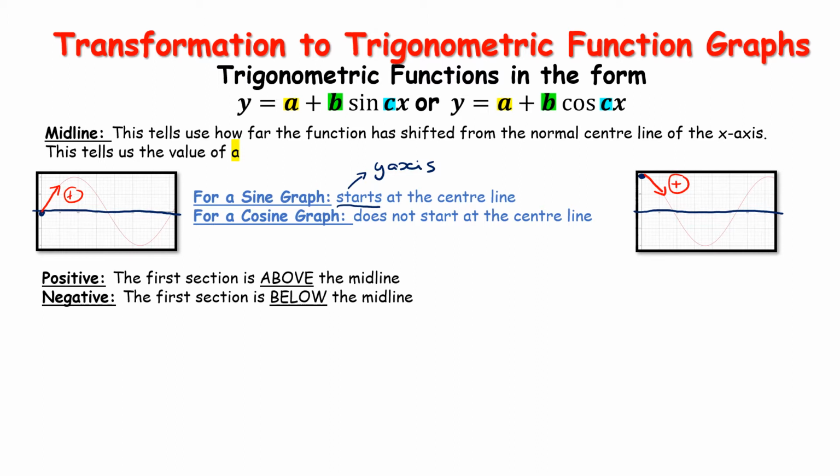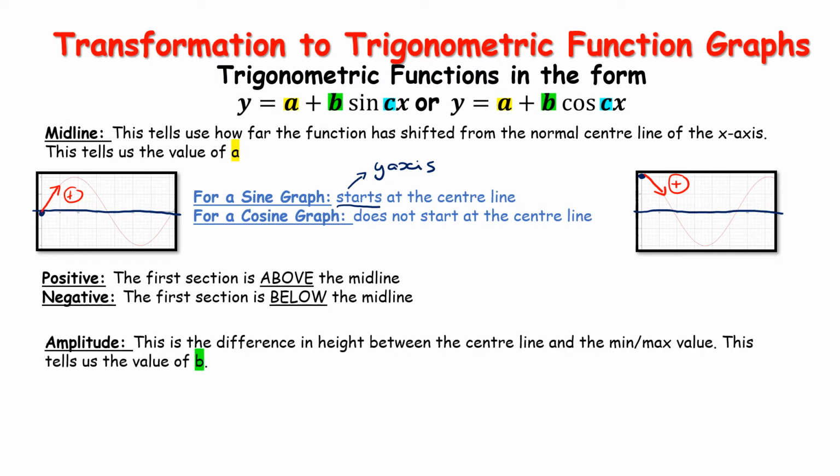If the first section is below the midline, it will be negative. So again, I generally think of the positive as being above the midline. So think of that midline as like our new 0. So anything above that at the start will be positive. So it doesn't matter about going up or down or anything like that. It's just where is that first section.